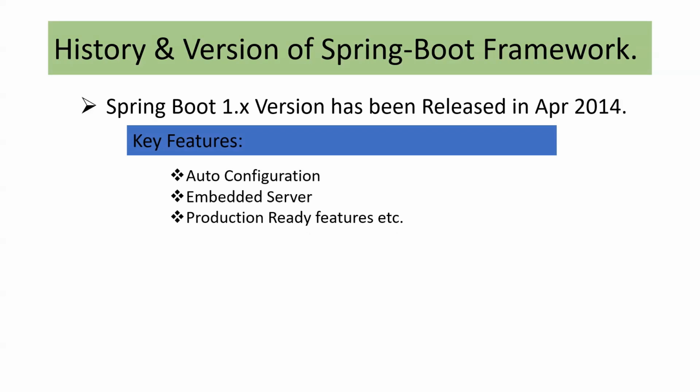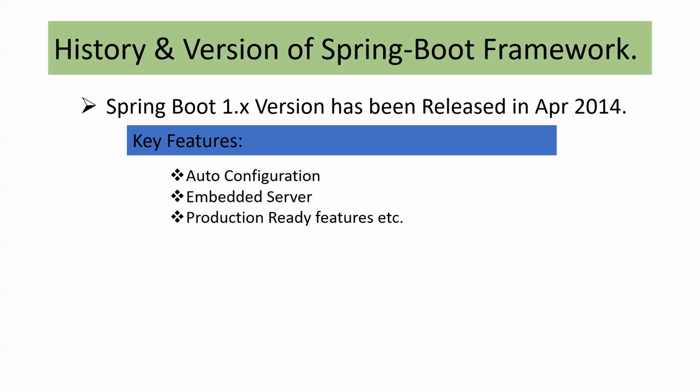And the second key feature here is the embedded server. And as I told you in the last class, every Spring Boot application comes with some inbuilt server, or the embedded server. And this feature is available from the first release of Spring Boot itself. So in Spring Boot 1.0, there was the concept of Tomcat and Jetty as an embedded server.